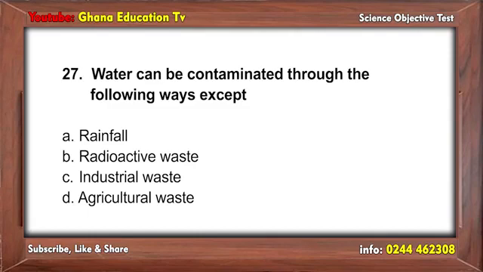Number 27. Water can be contaminated through the following ways except A. Rainfall. B. Radioactive waste. C. Industrial waste. And D. Agricultural waste.